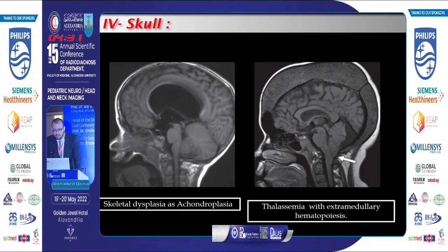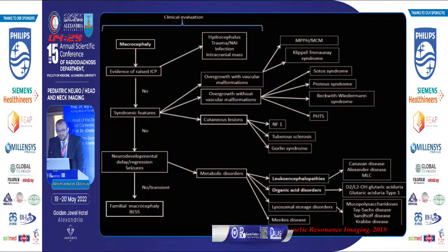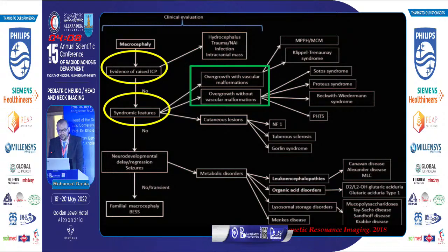extramedullary hematopoiesis. Lastly, the roadmap to evaluate a child with macrocephaly starts with a thorough clinical examination. Then the first step is to exclude raised intracranial pressure, which may be due to hydrocephalus or an obstructing tumor. If not, the second step is to search for syndromic features, which may be due to overgrowth syndrome with or without vascular malformation, or cutaneous lesions or neurocutaneous syndrome.